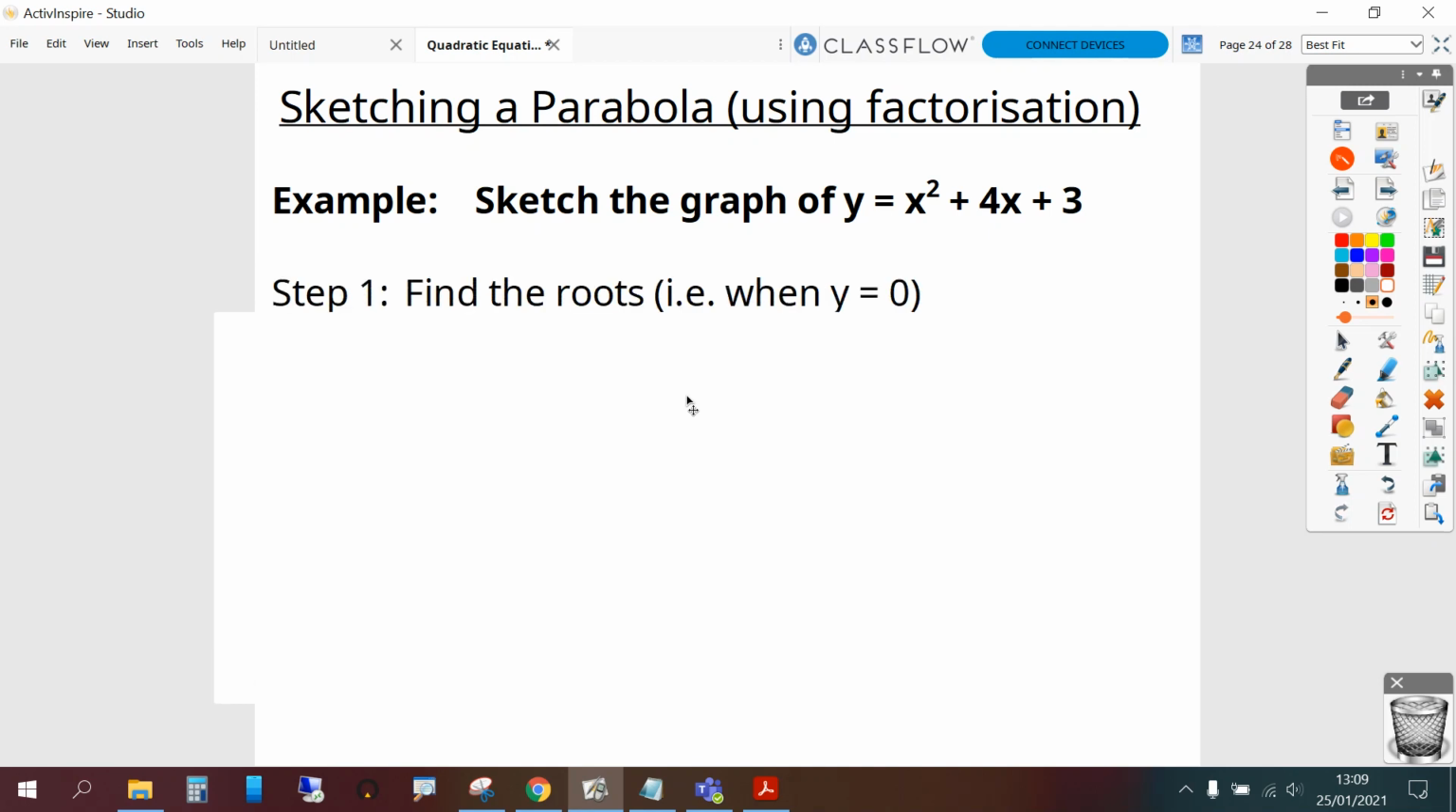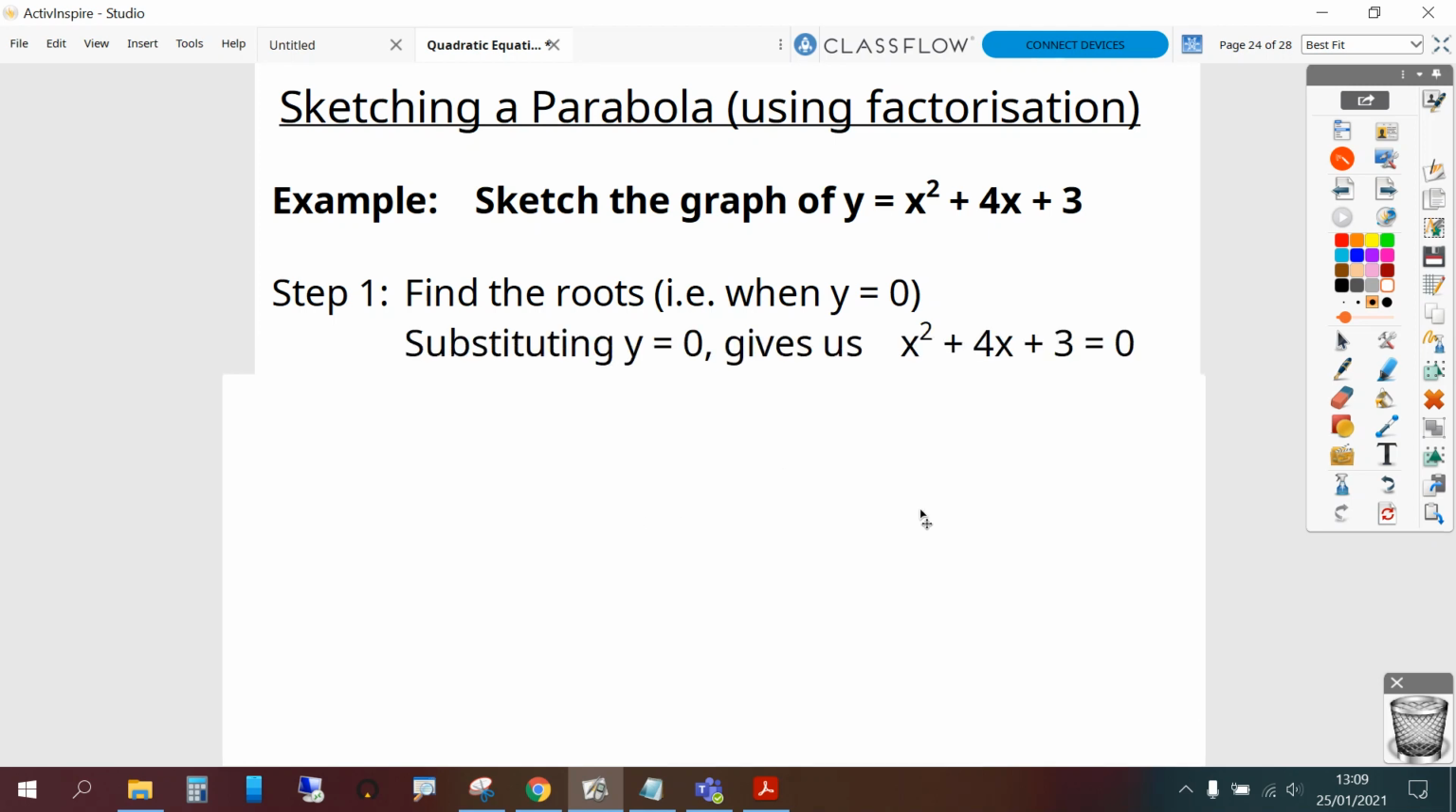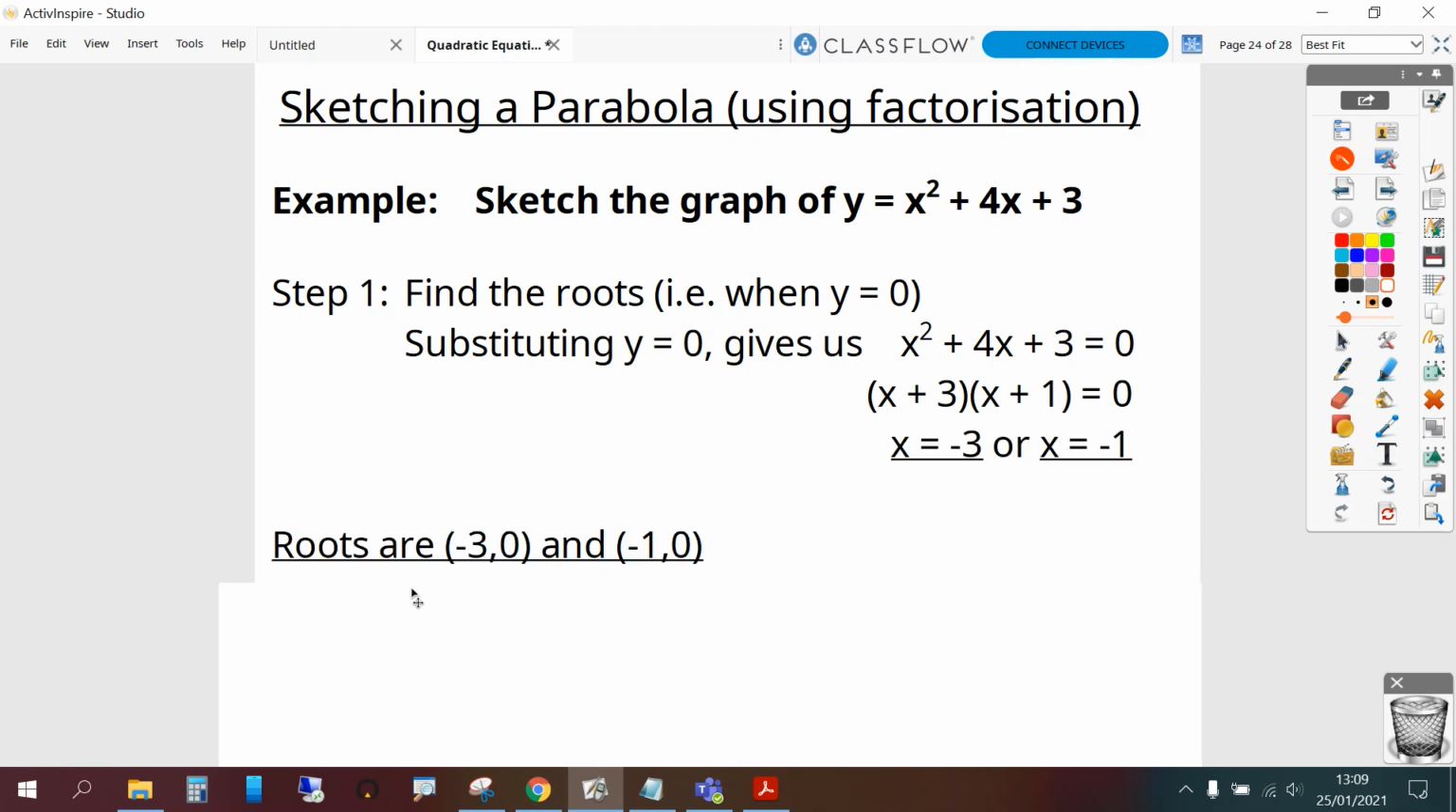where are the roots? So to find the roots, this is where the graph goes through the x-axis, so something along and 0 up, which means that y is 0. So substituting 0 in gives us x squared plus 4x plus 3 equals 0, just the y becomes 0. Then we can factorise this and solve, and here we have two answers for x and therefore our two roots.